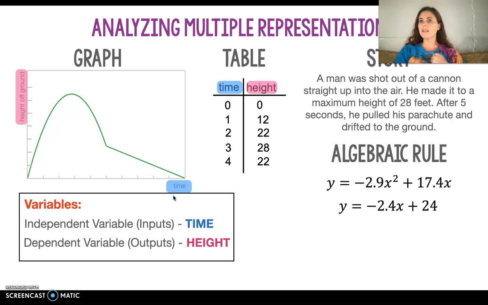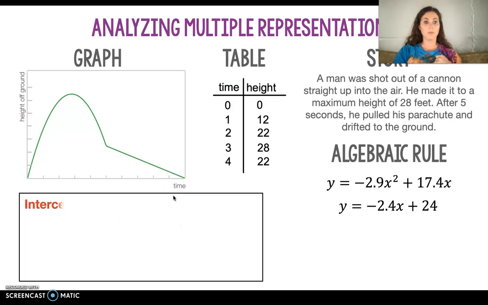In the story, it's not as clear what our variables represent, but I could probably figure out that if I'm shooting a man into the air, I can show a relationship between his height and time. The rule, however, without being defined, I have no idea what those equations represent, and I don't even know what part of the story they represent. So for this instance, trying to identify variables is not going to be as useful if you're just given an equation.